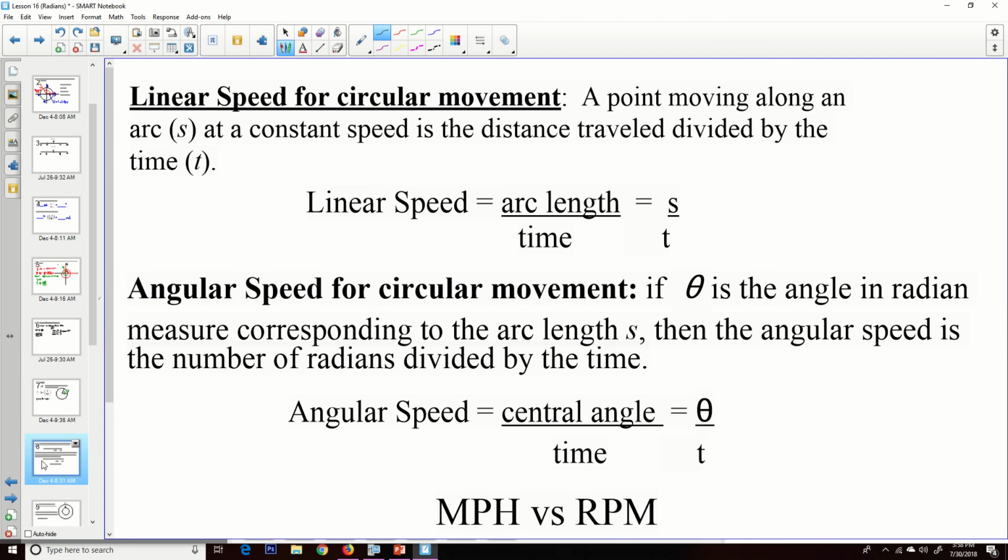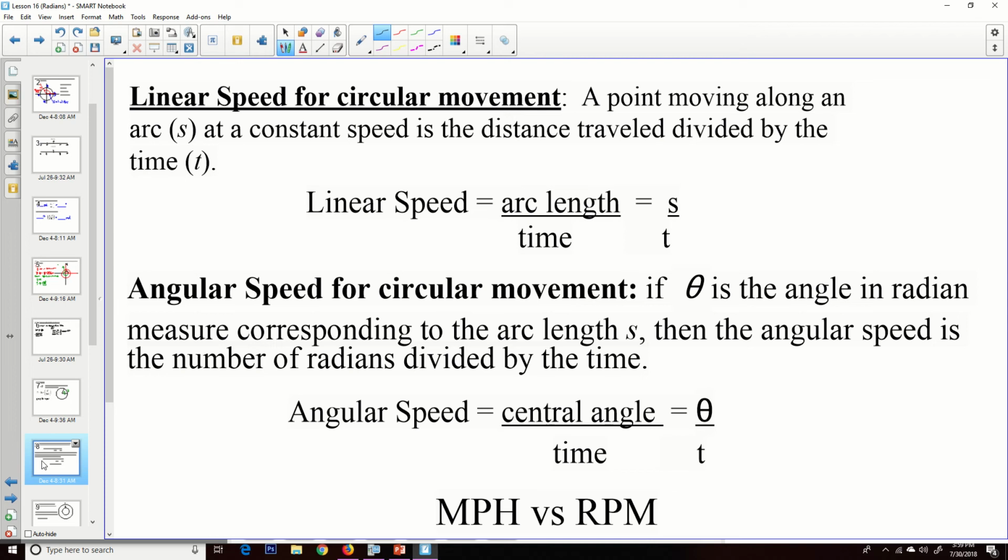All right, so let's move on to linear speed. Linear speed for circular movement. So you think of a point on a circle moving around and around. A point moving along an arc S at a constant speed is the distance traveled divided by the time t. So you find out how far that arc length is, and in most cases, the arc length is multiple circles. Excuse me. And so you just find the distance that point has traveled and you divide by the time it takes to travel, just like regular speed, and you're done.